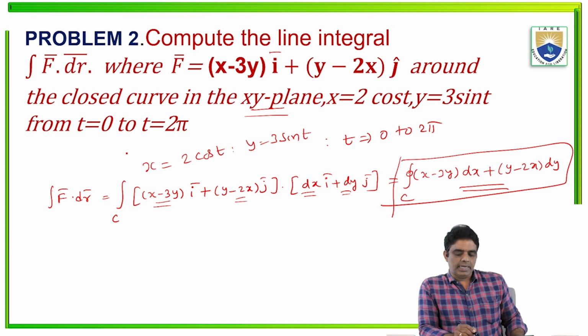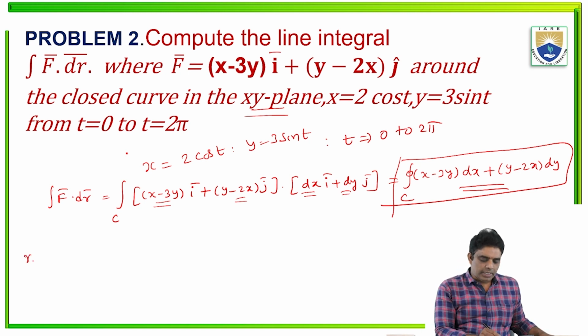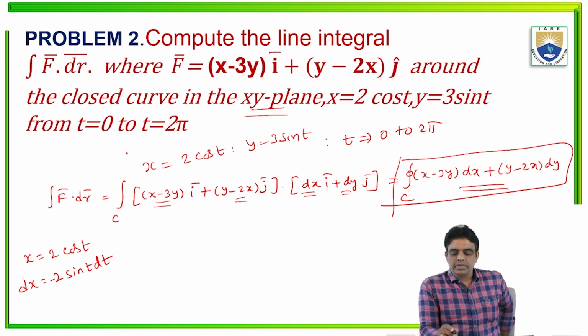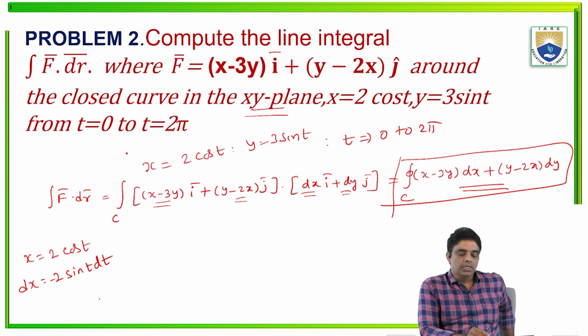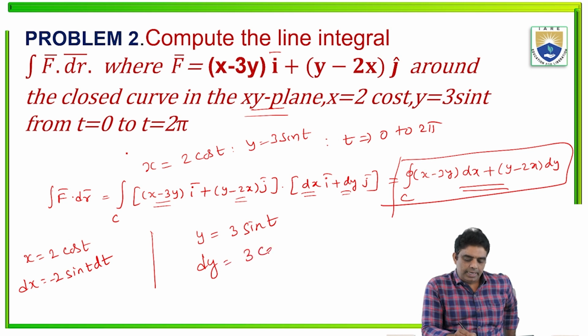Here it is given that x is 2 cos t, y is 3 sin t, t is 0 to 2 pi. The entire thing is given; we just want to substitute in this. So before that, I will use x is equal to 2 cos t. Then what will be dx? This is minus 2 sin t dt. I would like to change all the functions in terms of t. So this can be done by substituting x is equal to 2 cos t, so dx is equal to minus 2 sin t dt. Similarly, replace y by y is equal to 3 sin t. Then what is dy? That is 3 cos t dt.